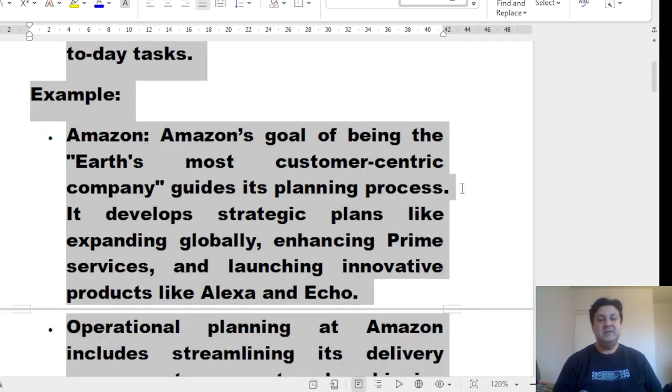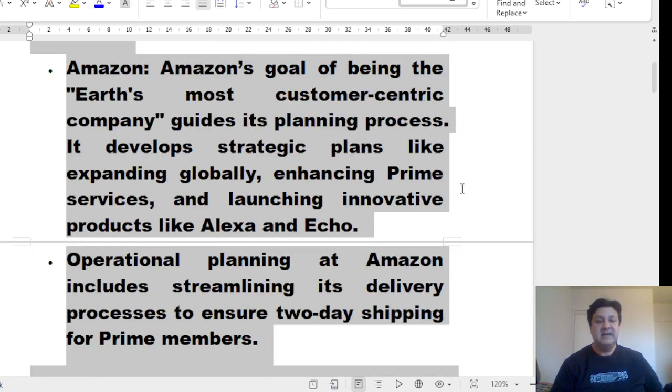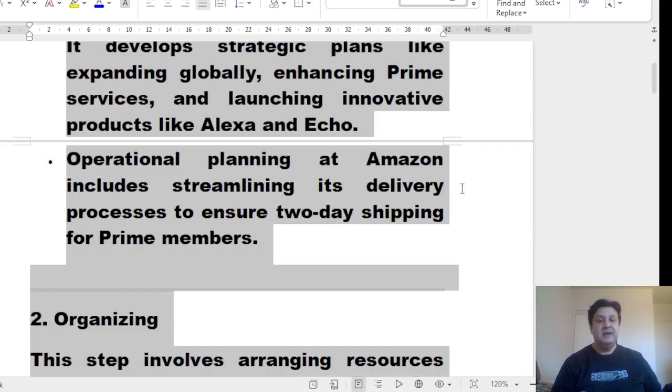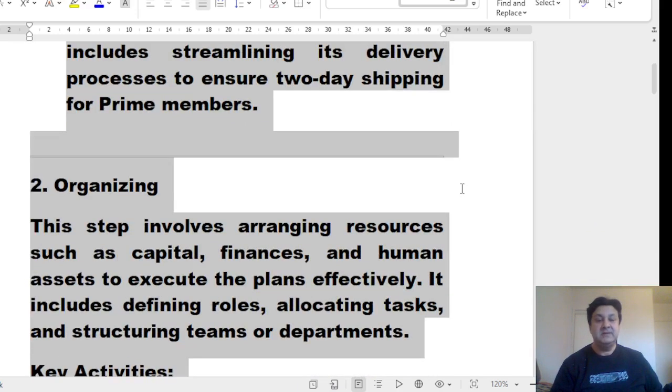Here I gave an example of Amazon. Amazon's goal of being the Earth's most customer centric company guides its planning process. It develops strategic plans like expanding globally, enhancing Prime services, and launching innovative products like Alexa and Echo. Operational planning at Amazon includes streamlining its delivery processes to ensure two-day shipping for Prime members.